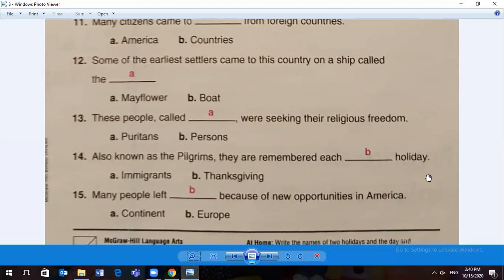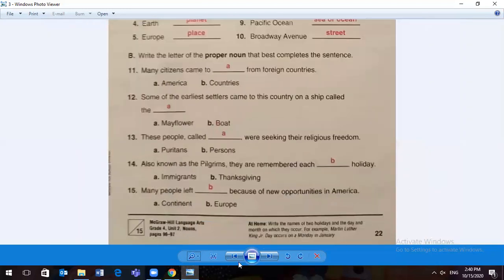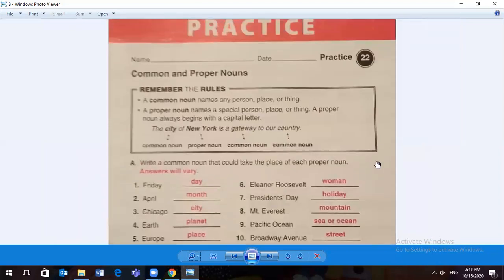All right, we'll do more practice for this as we review for our unit and as we do weekly reviews, okay? All right, that was it for today.